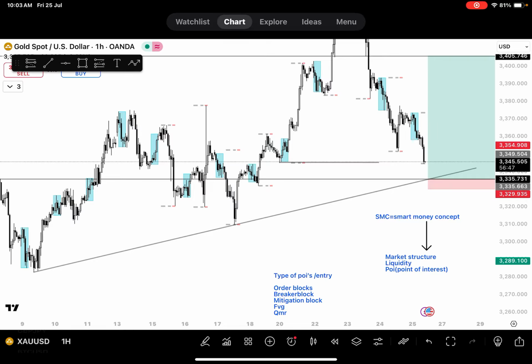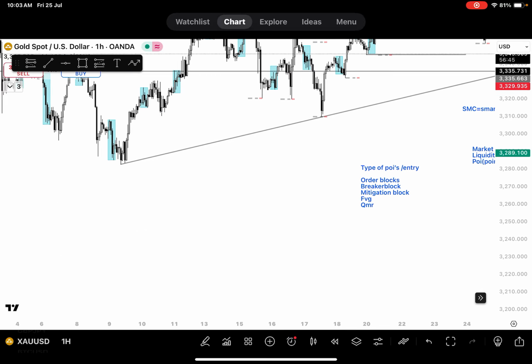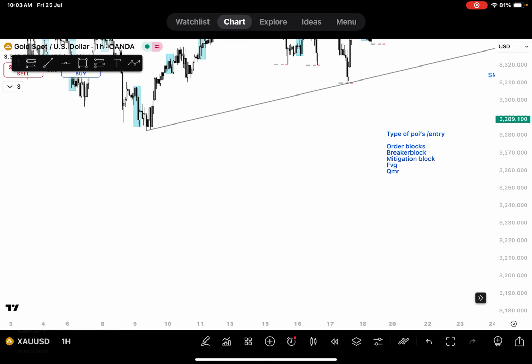So now, when we are talking about the order block, we have two types of order block. We have the order block on the bullish and we have the order block on the bearish, right? So don't get confused about this order block stuff. Now let's go with the order block on the bullish.